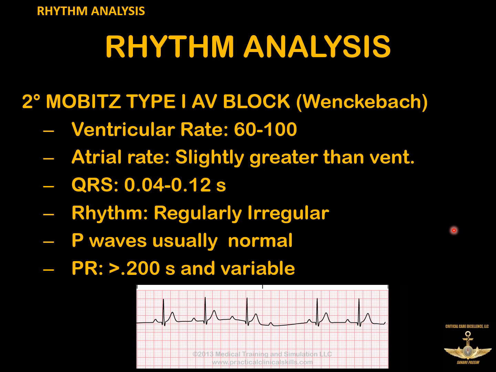QRS complexes tend to be narrow or normal. The rhythm is what we call regularly irregular. In other words, it's predictably irregular, whereas with atrial fib, it was irregularly or unpredictably irregular. And the reason why this is predictably irregular is because every few beats, you're going to see the PR interval get longer and longer and longer until finally you have one that fails to conduct. So that is the hallmark of second degree type 1 or Wenckebach: the PR interval gets longer, longer, longer until it drops.